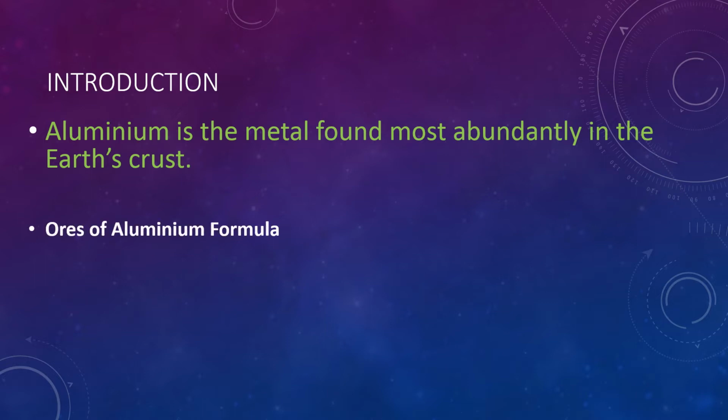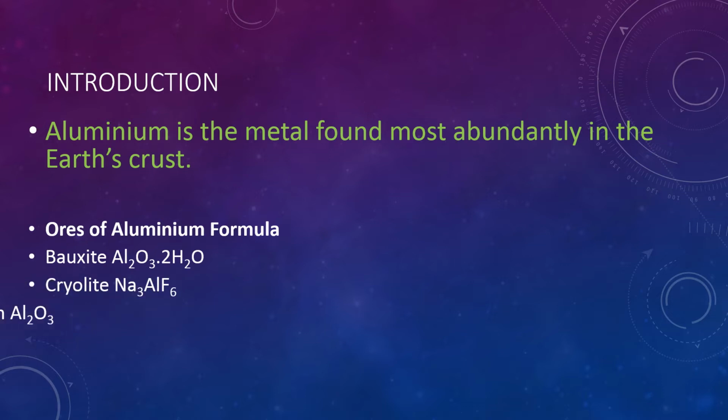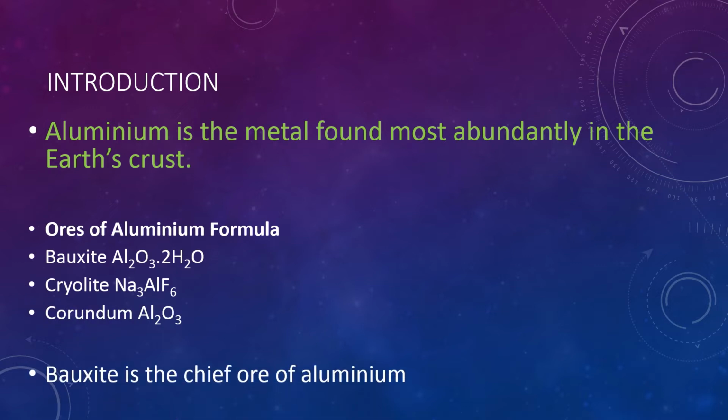The ores of aluminium and their formulas are: bauxite, Al2O3.2H2O; cryolite, Na3AlF6; and corundum, Al2O3. Here bauxite is one of the chief ores. A chief ore is very useful for getting a high yield. Cryolite and corundum also contain aluminium, but bauxite has the majority of aluminium, and from this ore the pure aluminium metal is obtained very easily.